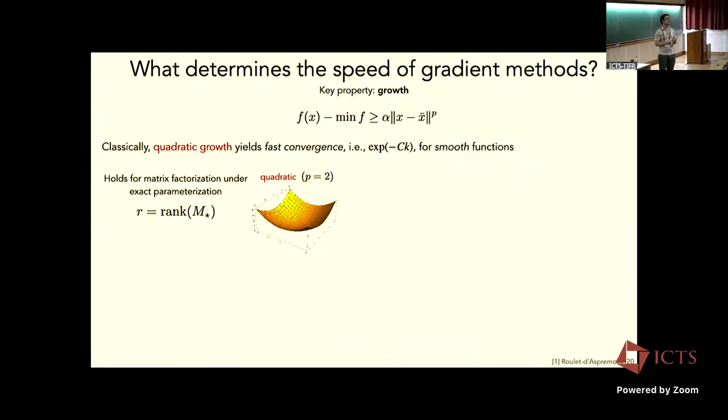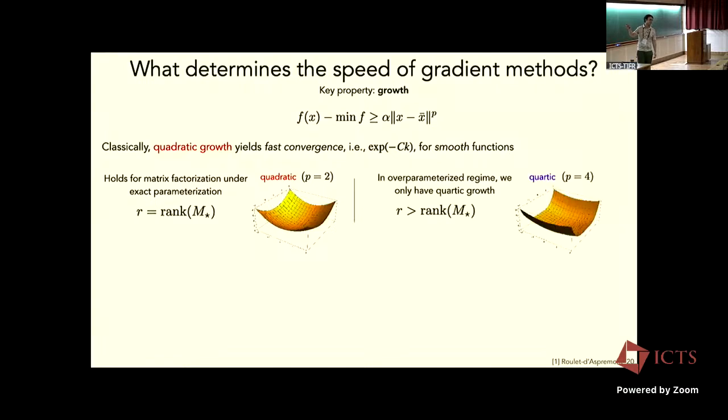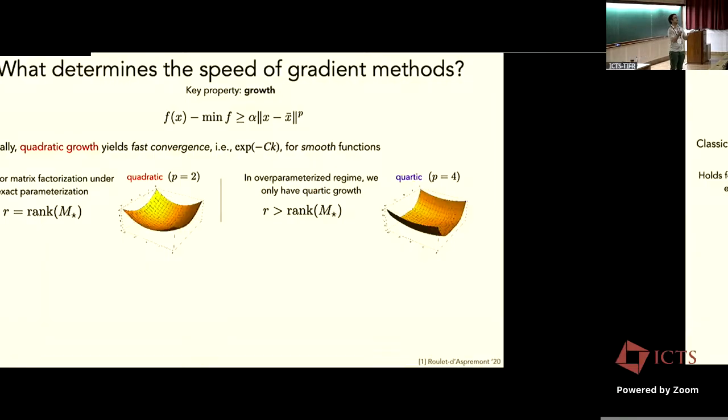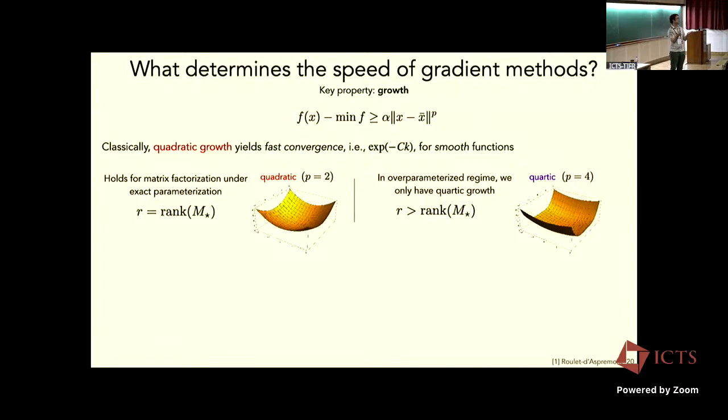Now, what goes wrong when you over-parameterize is that the growth of the function drops from 2 to 4, okay? So now instead of having quadratic growth, we have quartic growth. What this means is that the function is now much flatter, at least in certain directions. Okay? And you can see this from this landscape here. This isn't exactly matrix factorization, but it's sort of the same geometric picture that you'd expect.